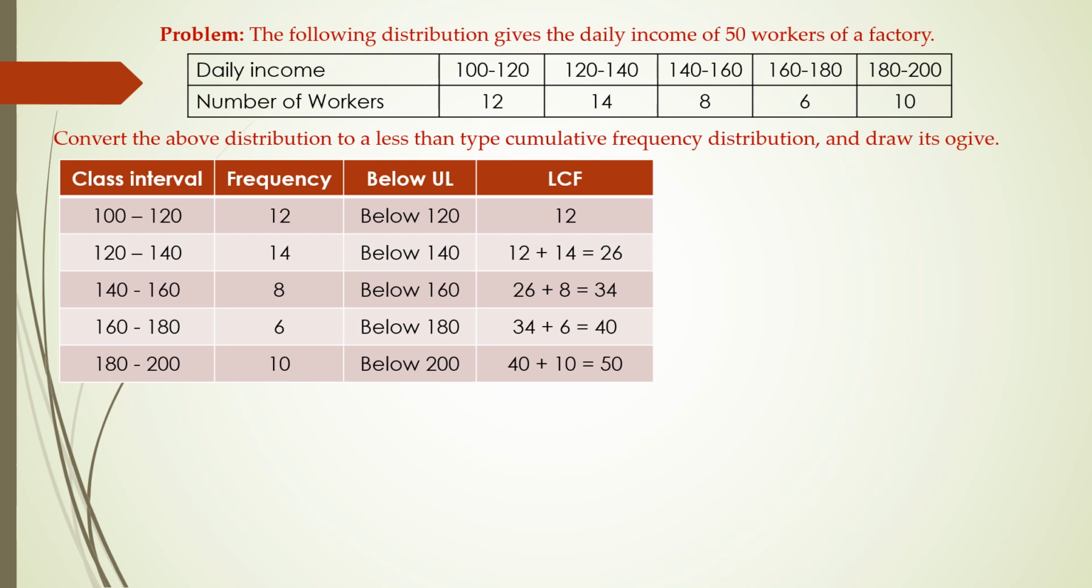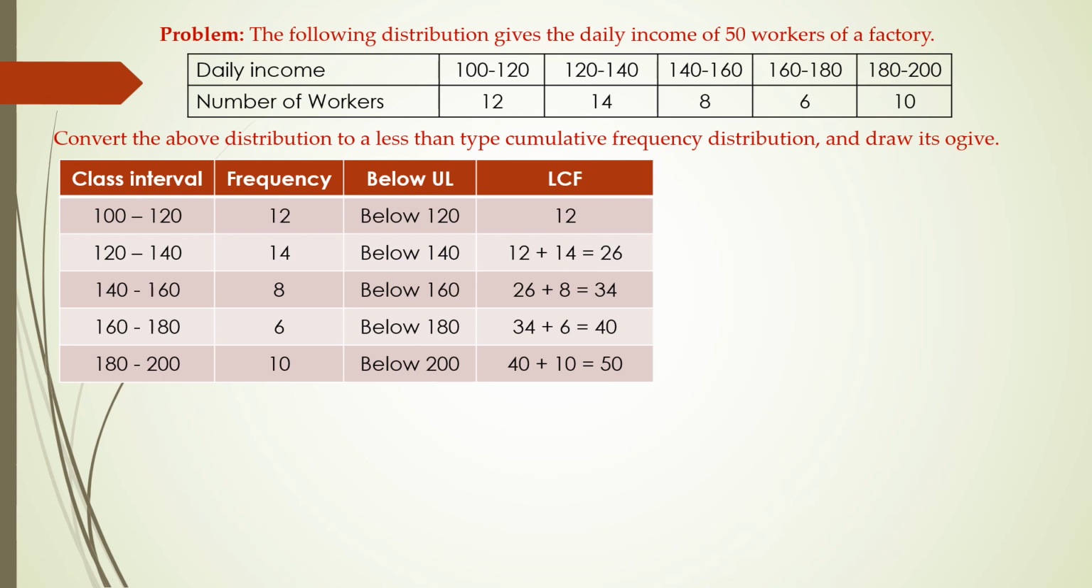I have to find the sum of the frequency of 140-160, that is 8, and the frequencies of all its preceding classes. They are nothing but 12, 14. Therefore, to find the cumulative frequency of 140-160, I have to add all these 3. 12 plus 14 plus 8 will get 34. That is the cumulative frequency of 140-160. Suppose to find the cumulative frequency of 120-140, I have to add these two, 12 plus 14, which is 26. But for the first class interval, as there is no preceding class, the cumulative frequency of the first class interval is nothing but its frequency. That's why copy it forward.